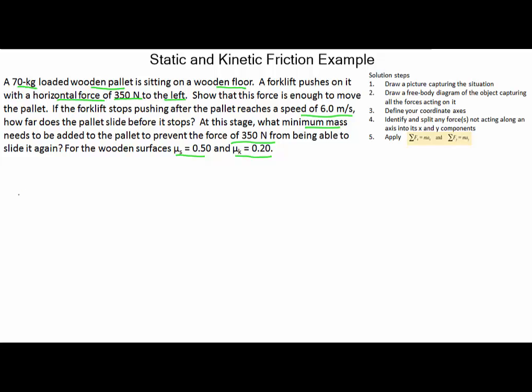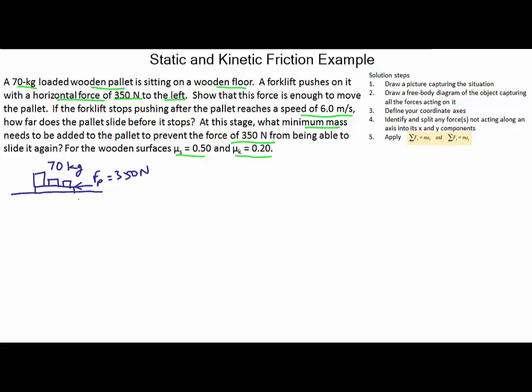Our first step is to draw a picture. So I'm going to show the floor over here. The pallet is sitting over here and it's loaded with stuff. And the whole thing has a mass of 70 kilograms. And then we have a forklift pushing on it to the left with a force of 350 Newton. And our first step is to show that this force is enough to start this pallet sliding down the floor.